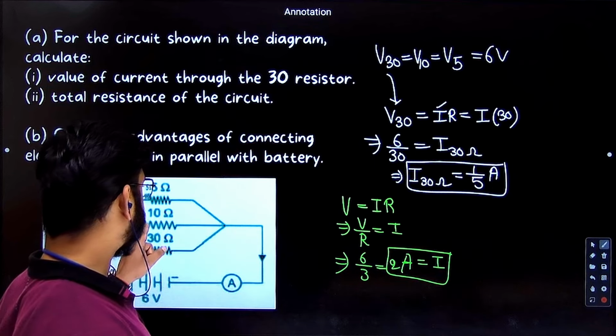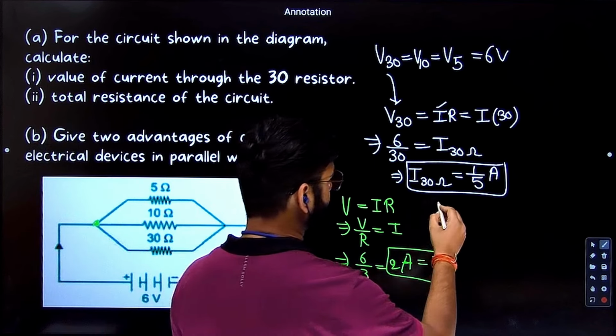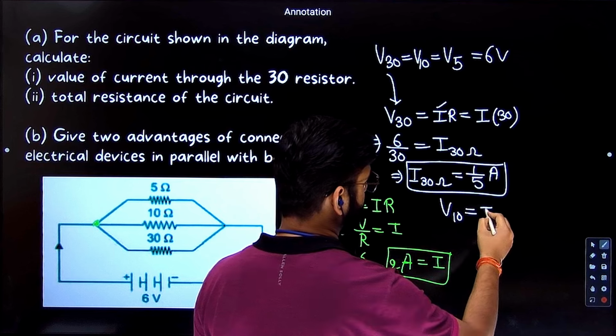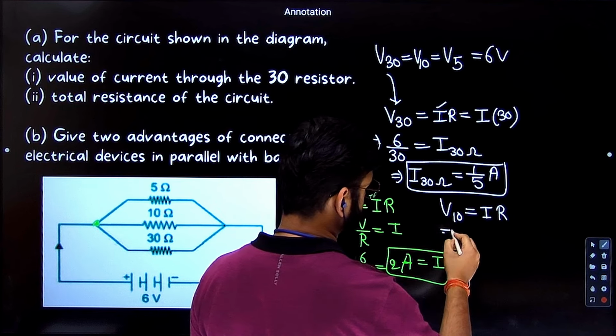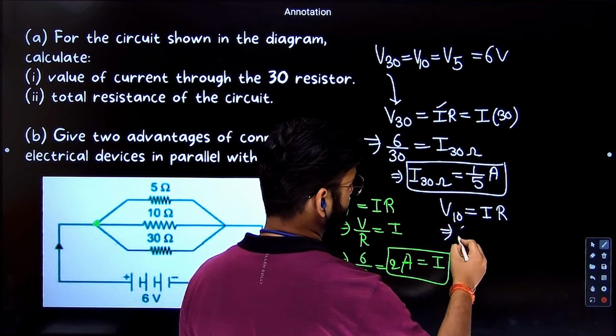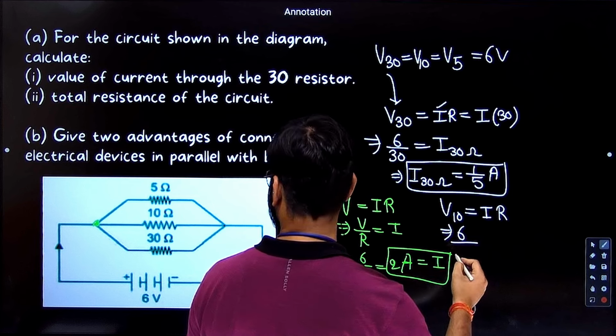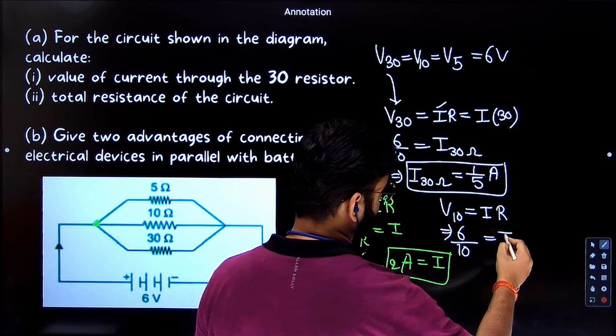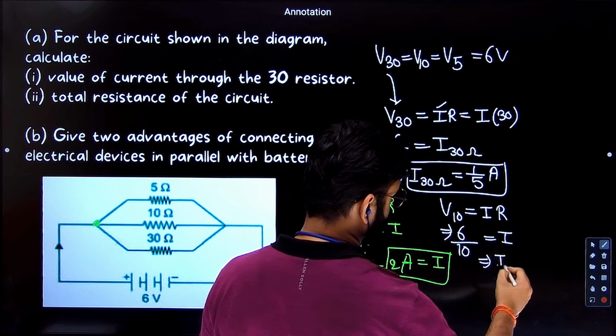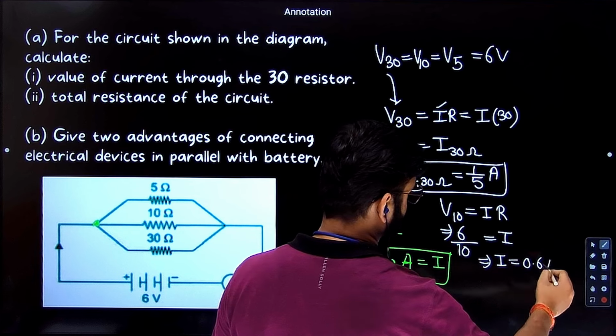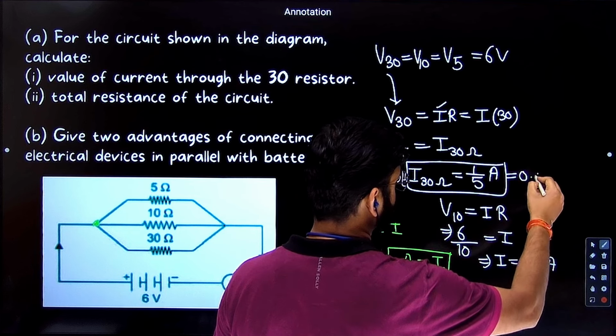Similarly, if I want to find the current passing through 10, I will write voltage across 10 will be equal to I into R. What is the voltage across 10? Same as the voltage of battery. 6 divided by how much? 10 is I. So what is the answer? 0.6 ampere. This is basically 0.2 ampere.